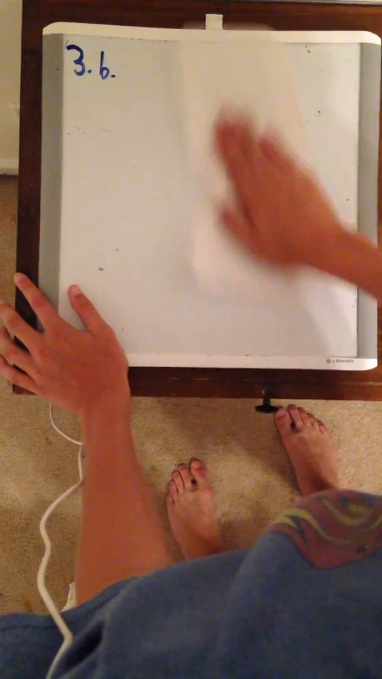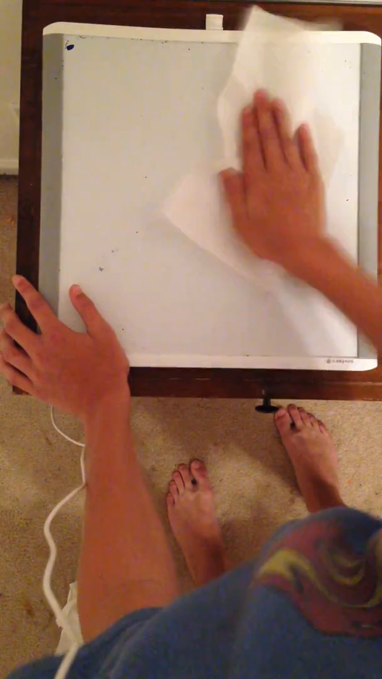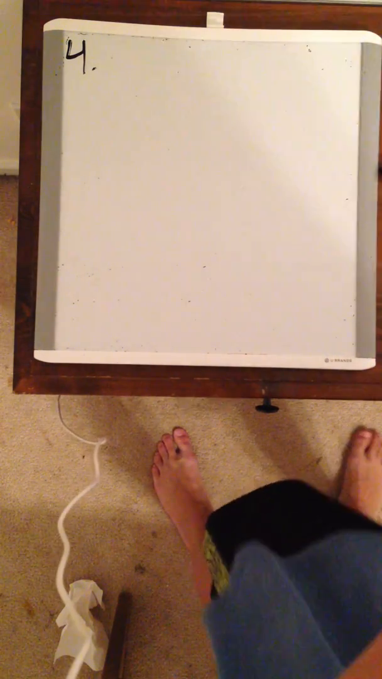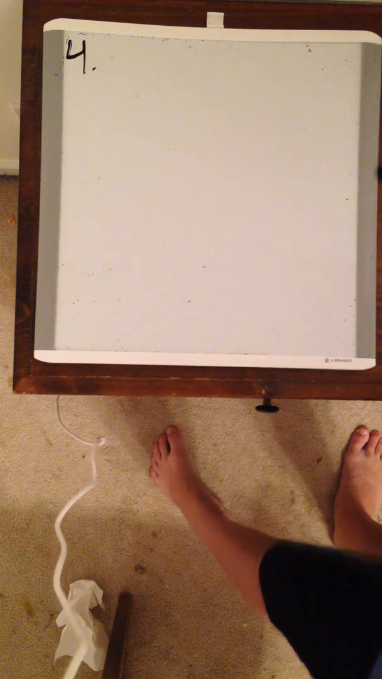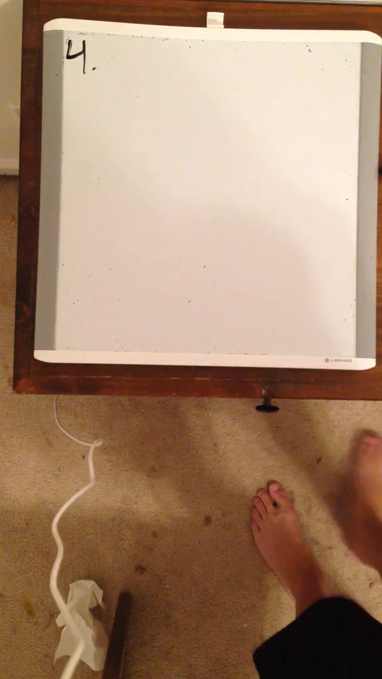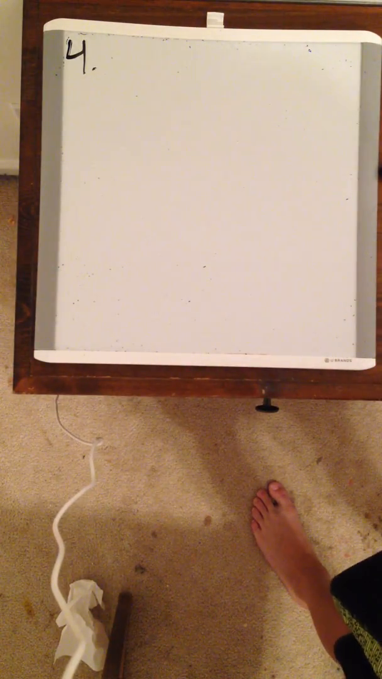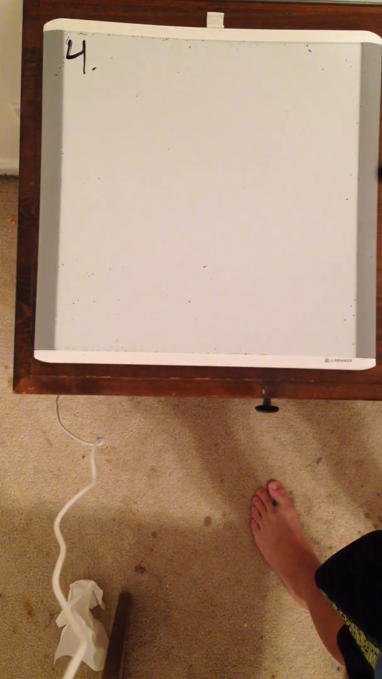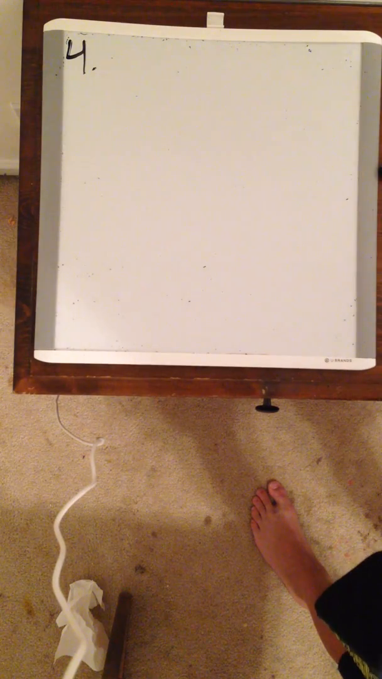Now let's move on to number 4. So, number 4, it says, an observer 5.2 kilometers from the launch pad observes a missile ascending. At a particular time, the angle of elevation is 34 degrees. How high is the missile?